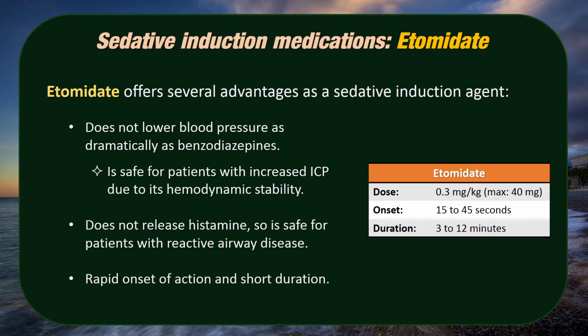Etomidate is safe to use with increased ICP. It does not release histamine, so it's very safe to use with patients with reactive airway disease, and it does have a rapid onset. The dose for us is 0.3 milligrams per kilogram to a max of 40 milligrams. The onset is about 15 to 45 seconds, and the duration should last between about 3 and 12 minutes.